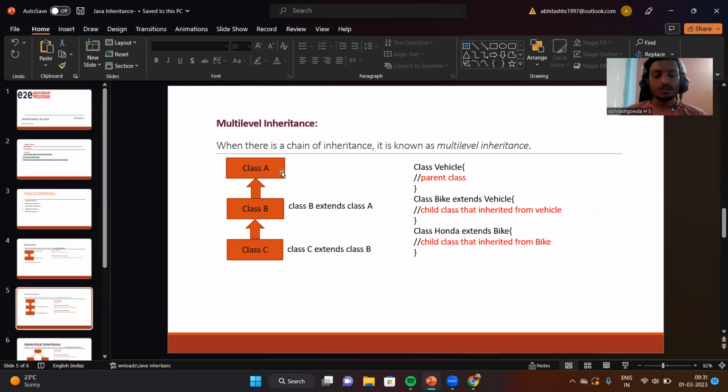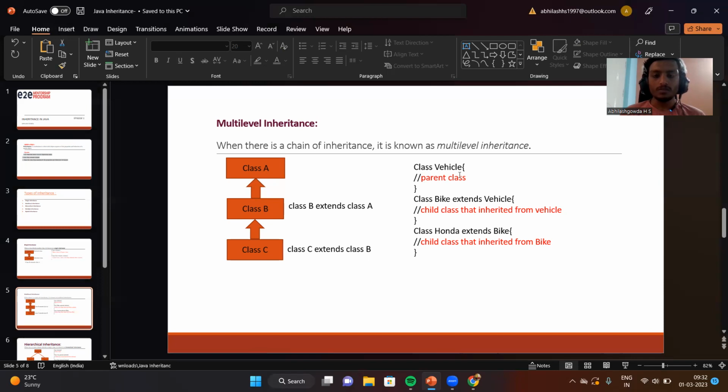Multi-level inheritance. When there is a chain of inheritance, it is known as multi-level inheritance, where there can be more than one level of child classes. Class A is the parent class, class B is the child class of class A, and class C is the child of class B. We represent it as class B extends class A, meaning B is a child class of A and acquires all the properties of A. Similarly, C is the child class which acquires all the properties of class B.